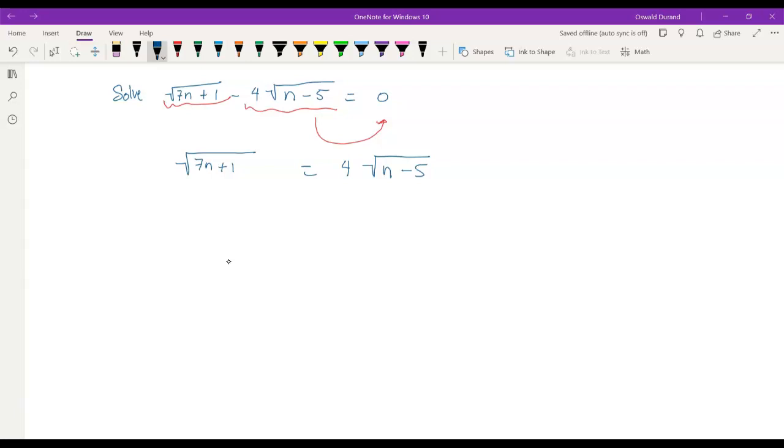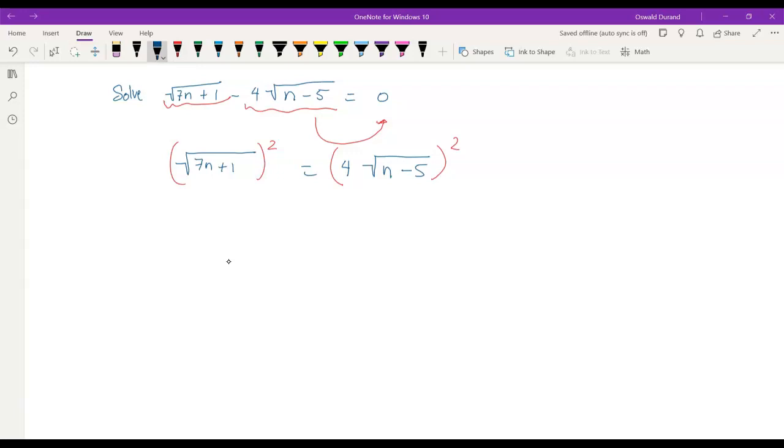Anyway, now we have to go through the process of canceling those radicals, right? The only way we can do that is to raise it to the power of the index, and the index is 2. It's the square root, so we want to square it. So let's do that. We're going to square this, and then we're going to square the other side. You have to include the 4, right? We're going to square the 4 and the square root of n minus 5, so it would be balanced.